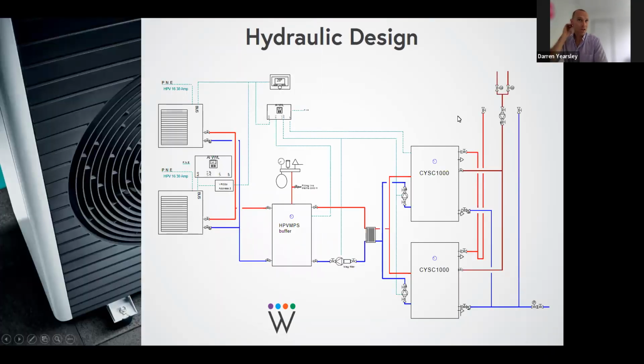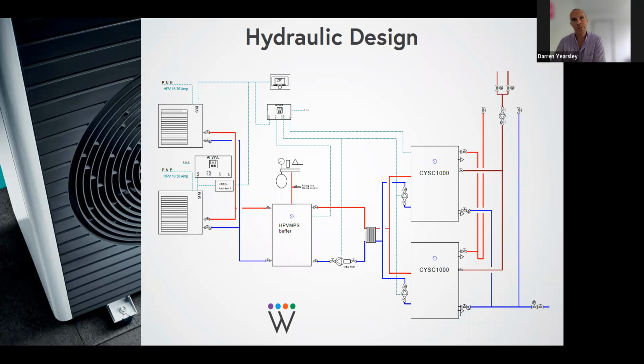Okay, so hydraulically, this is the way the system typically works. In this example, we have two air to water heat pumps. The air to water heat pumps are on the left-hand side. They connect onto this centralized buffer, which just combines the two heat pumps together. And then we transfer the energy from that indirect system into the two 1,000 litre tanks, which are on the right. So I spoke before about one of the weak points of centralized systems, which is having redundancy.